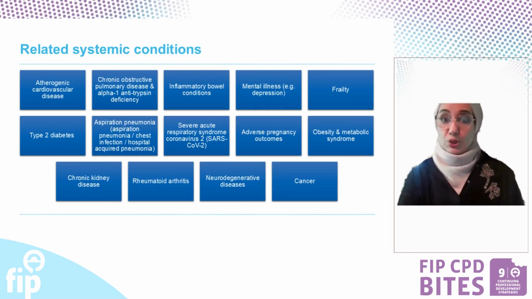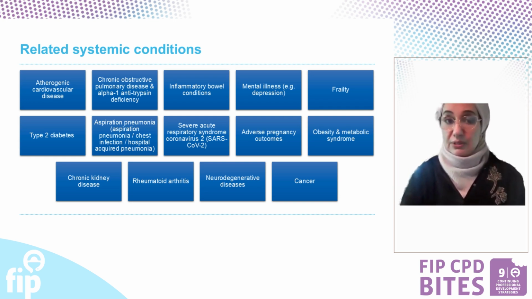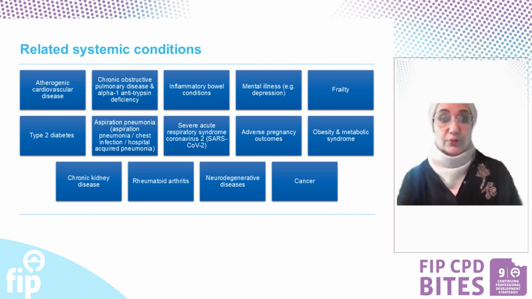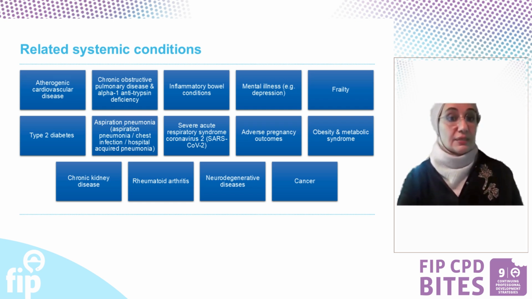Some systemic conditions for which early, emerging, and robust evidence demonstrates a bidirectional relationship with poor oral health include atherogenic cardiovascular diseases, chronic obstructive pulmonary diseases, inflammatory bowel conditions, mental health, frailty, type 2 diabetes, aspiration pneumonia, severe acute respiratory syndrome, adverse pregnancy outcomes, obesity and metabolic syndrome, chronic kidney disease, rheumatoid arthritis, neurodegenerative diseases, and cancer.